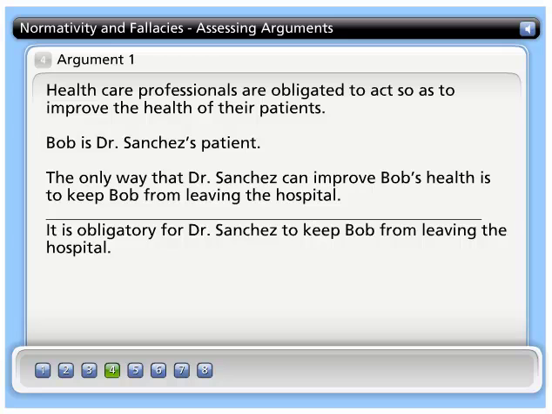Therefore, it is obligatory for Dr. Sanchez to keep Bob from leaving the hospital. This is a normative conclusion. Now let's consider, does the argument commit the naturalistic fallacy? No. The normativity in the first premise is enough to avoid that. Is it a good argument? It looks pretty good. We might want to investigate whether that last premise is true, but otherwise it doesn't seem bad at all.